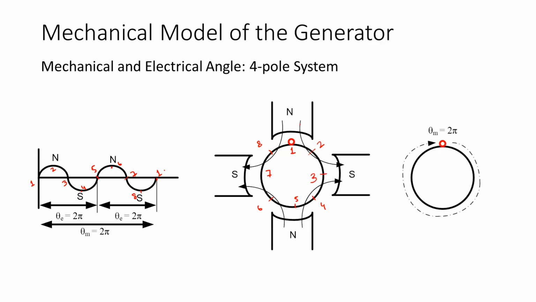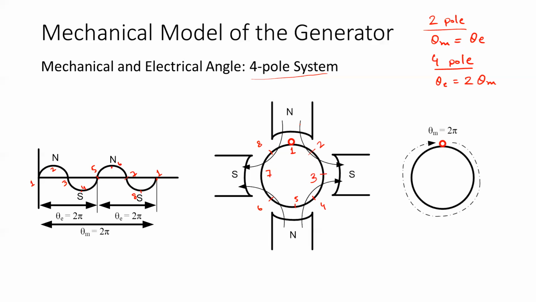Now tell me, what is the relationship between theta m and theta e, at least in a 4-pole system? Theta e is equal to twice theta m. So in a 2-pole system, we saw that theta m is equal to theta e. When we are in a 4-pole system, theta e is equal to twice theta m, right?